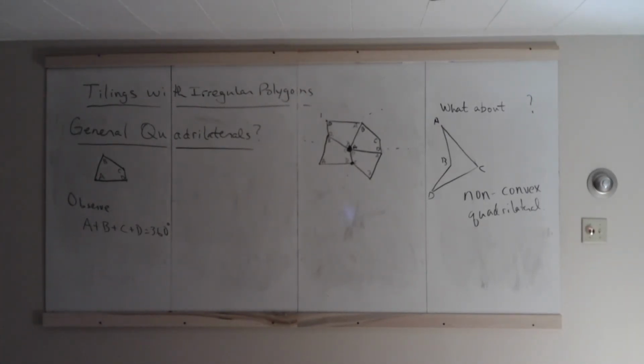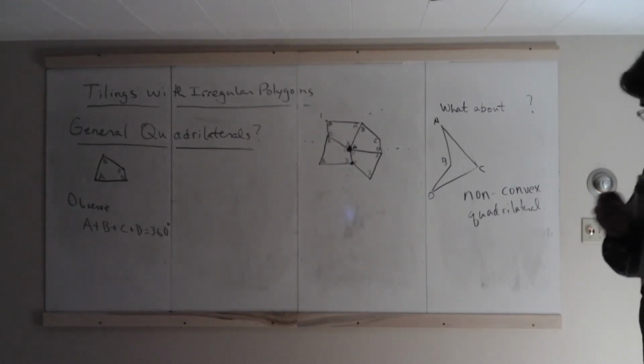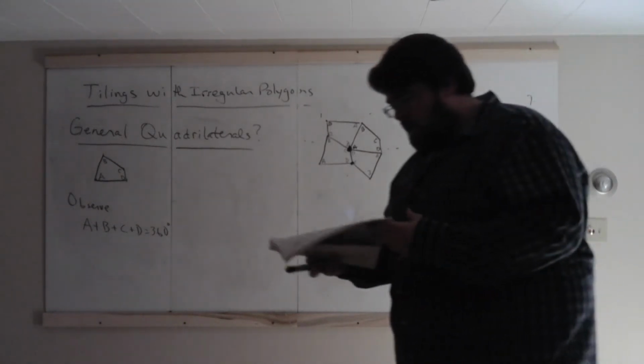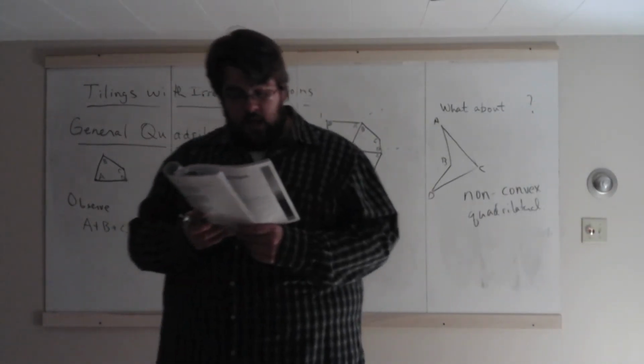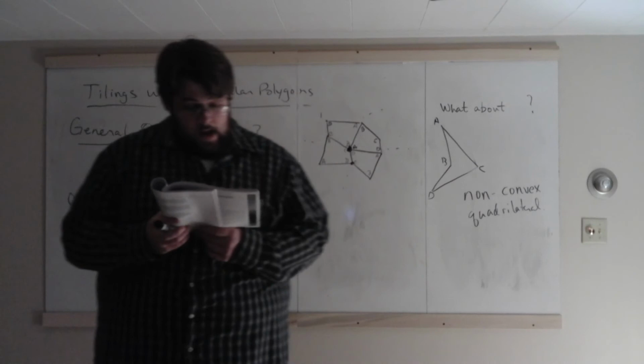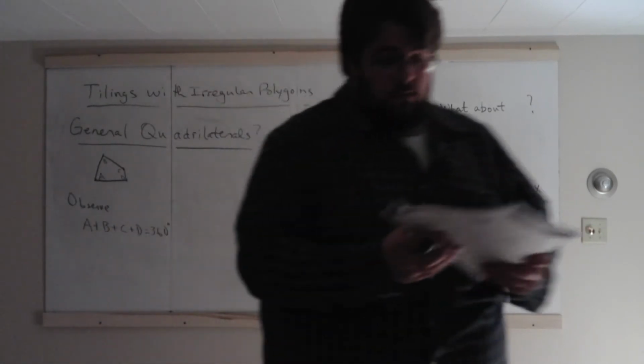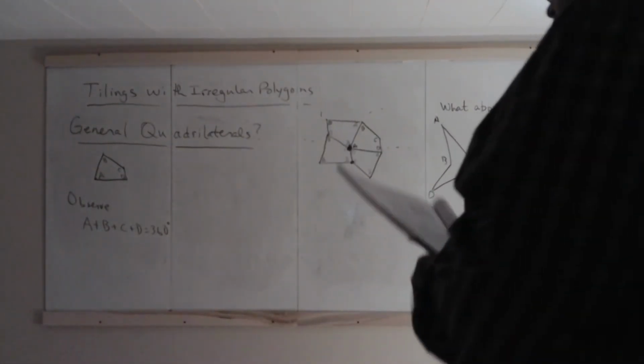What about 5-gons? What about 6-gons? What about 7-gons, 8-gons, and so on? Well, I'm going to go to the textbook for that. Actually, maybe I'll show something too. Right here, I hope this shows. On page 834, it shows a convex quadrilateral and how you can use it to tile the plane. It also shows over here how you can use a non-convex quadrilateral to tile the plane. So you might want to look at that.